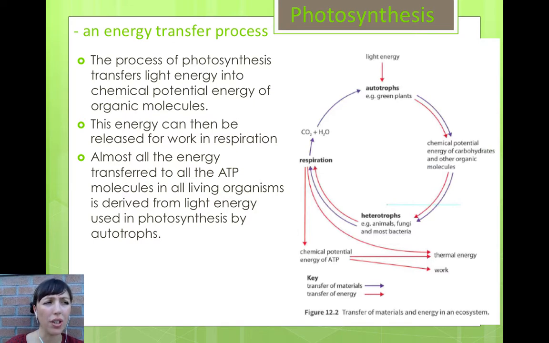A few autotrophs do not depend on light energy, but instead use chemical energy sources. They're called chemoautotrophs, which include nitrifying bacteria, which we know are super important in the nitrogen cycle. And nitrifying bacteria obtain their energy from oxidizing ammonia to nitrite, or nitrite to nitrate.